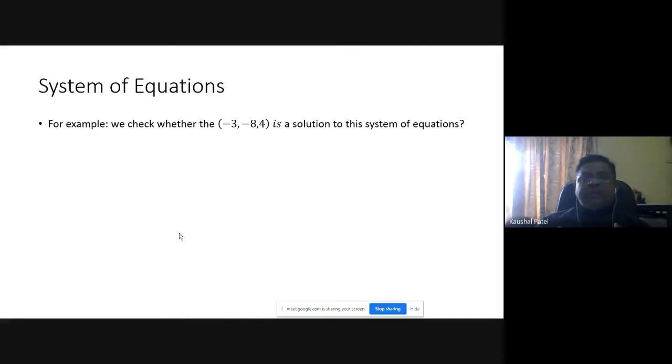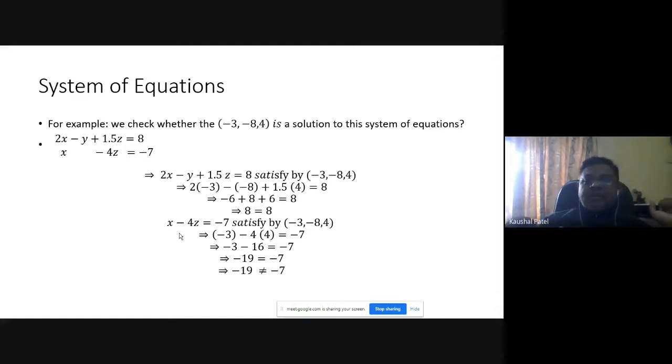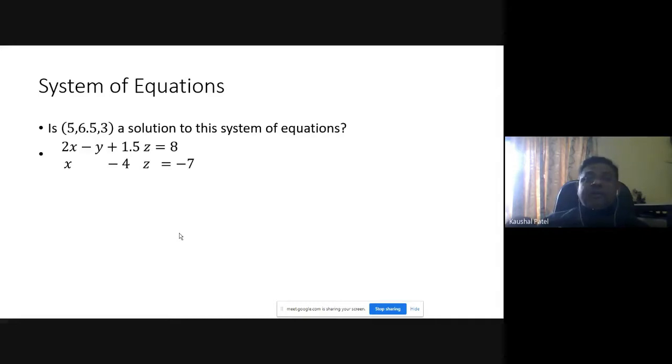Now suppose we check whether (-3, 8, 4) is a solution of the system of equations. Here we have this system. We substitute x, y, z first, taking the first equation, and we get that 8 is equal to 8. When we go to the second equation and substitute the values, we get that -19 is equal to -7, which means the second equation is not satisfied by this tuple. So we can say that this system of equations is never satisfied by this tuple. This is the way we can check whether a given solution is valid or not.